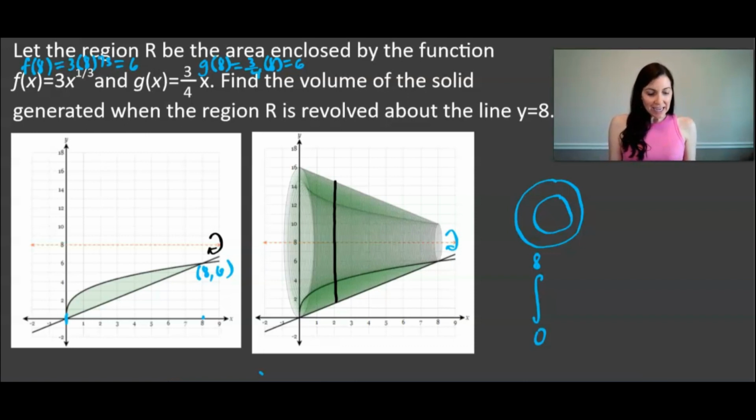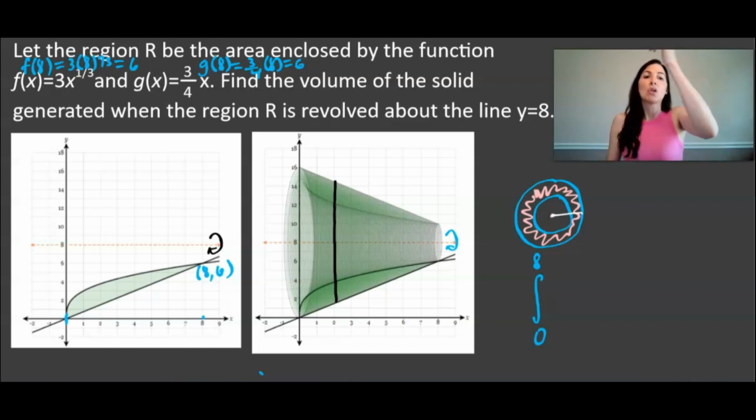And then I need to think about, well, what is the area of one washer? Or how can I represent the area of any washer, really, from this situation? Well, if we want to find the area of this pink shaded region right there, what I like to think about doing is first finding the area of the large circle, the outside circle.